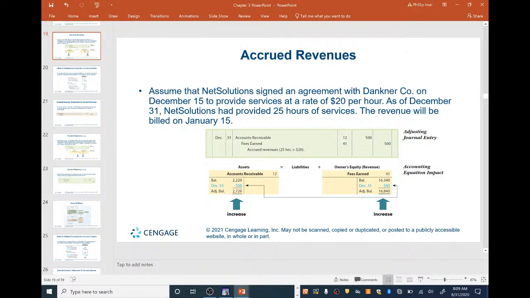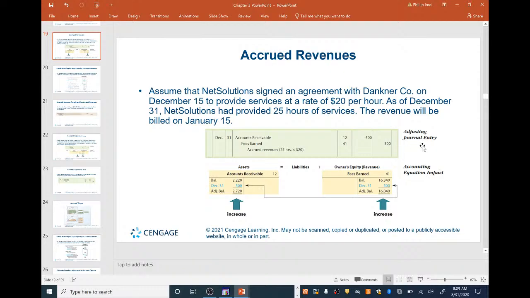So we need to make an adjusting entry. This is the last day of the reporting period, last day of the month, last day of the year. So we need to account for the revenues that Net Solutions earned, right? To be able to truly depict the performance of the company of that month and during that year. So how do we do that?